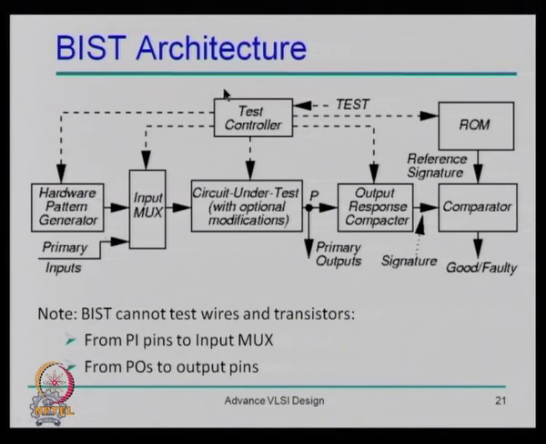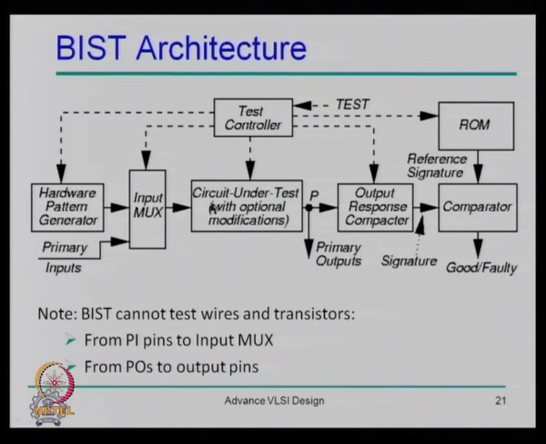If you look at the built-in self-test architecture, you need a hardware pattern generator, a hardware response analyzer, some place where you store the golden reference, and a comparator that can compare your collected response with the golden response and say whether the chip is good or bad. And this is your circuit under test. You need to apply the test at the primary inputs, so you have to multiplex the output of the hardware pattern generator with the primary inputs, and take the output from the primary output of the circuit. And in order to do all these things, you need a test controller that can generate the control signals for all the test patterns.